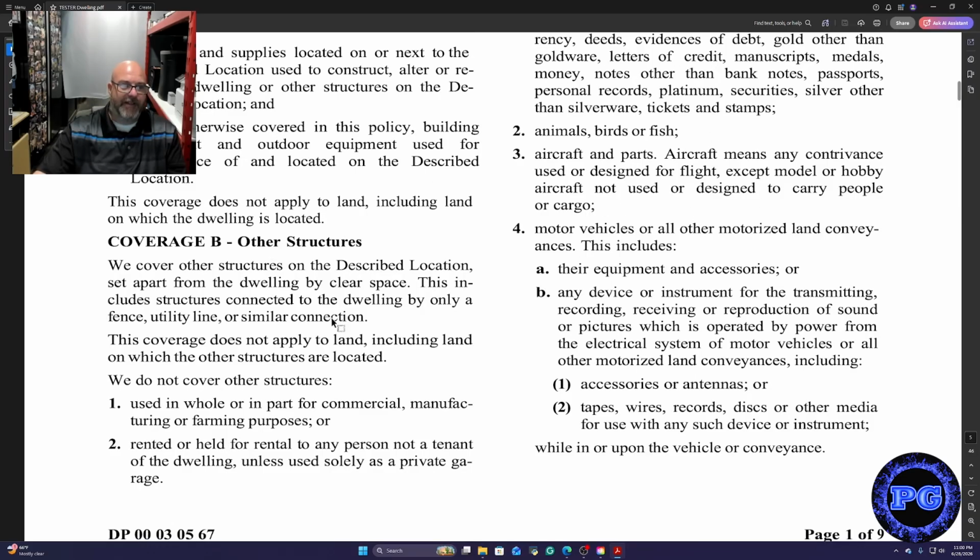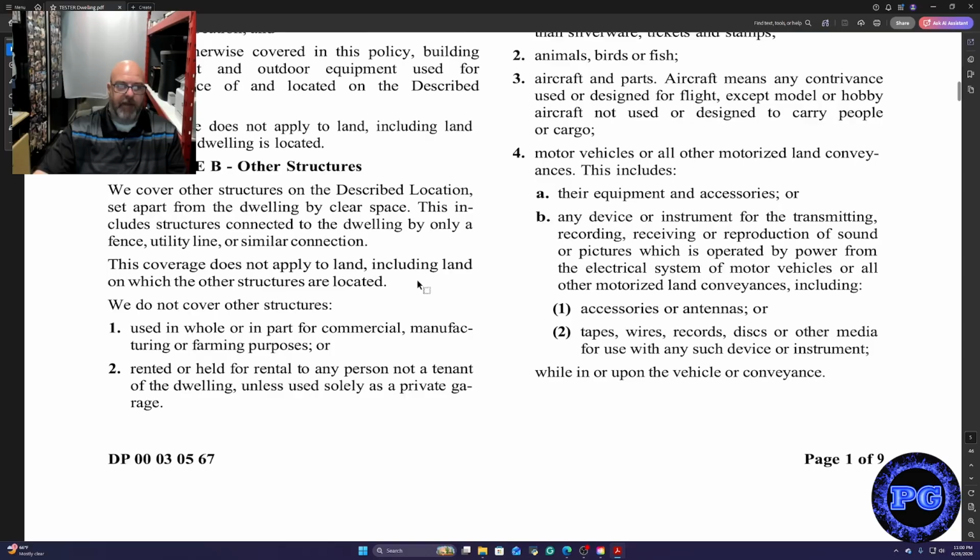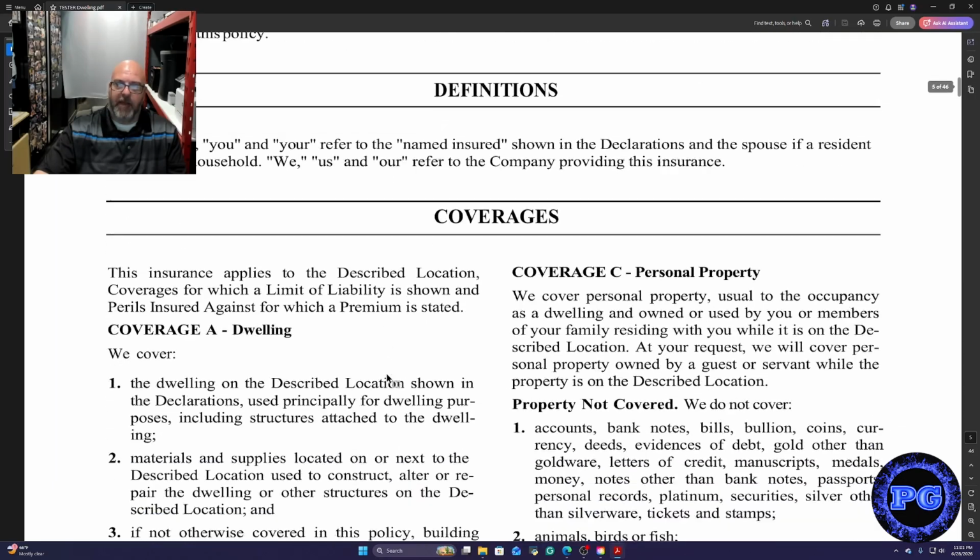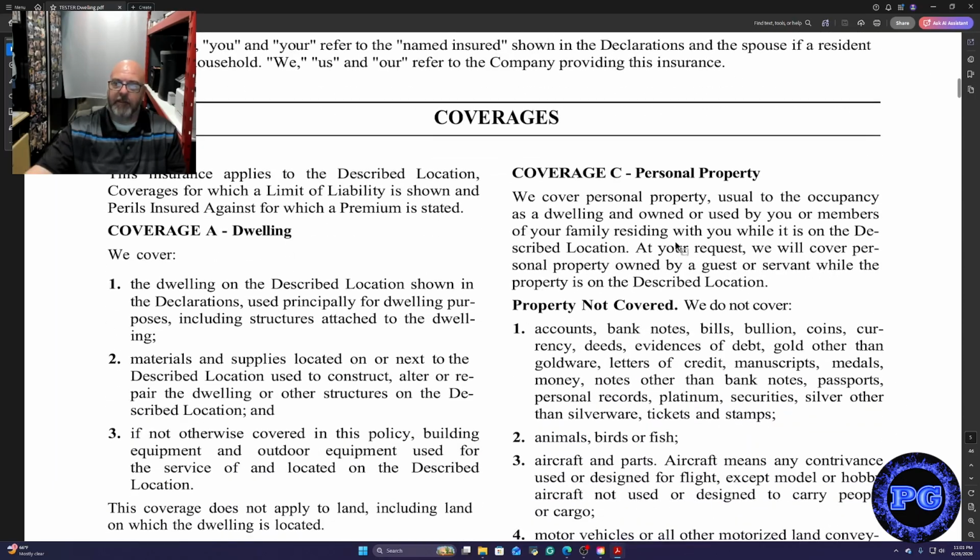Just read this line. So your other structures, like we said, that's the other structures. But you want to read, right? Again, it doesn't apply to land. But we do not cover other structures used in part for commercial, farming, manufacturing, rented or held for rental for any other person, not a tenant, unless used solely as a private garage. So there's a lot of little things. If you want to know what they are, you just go through this.